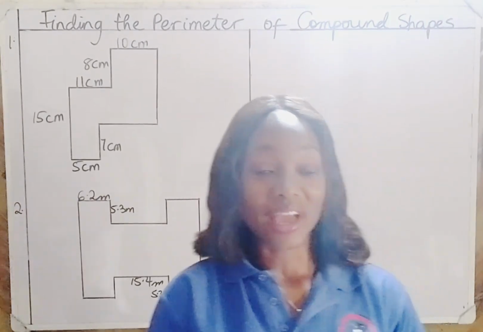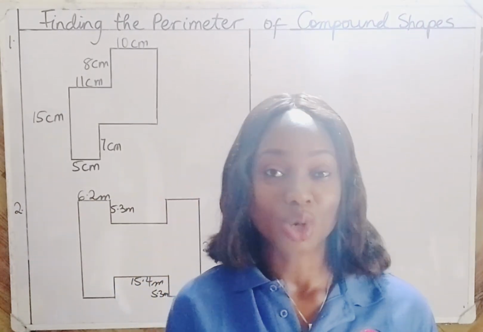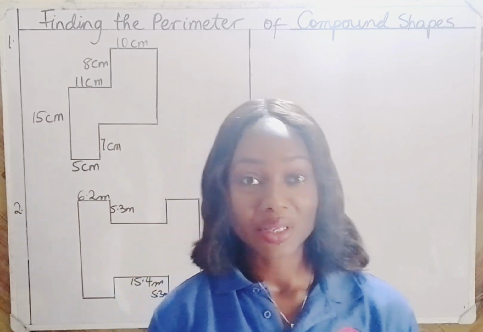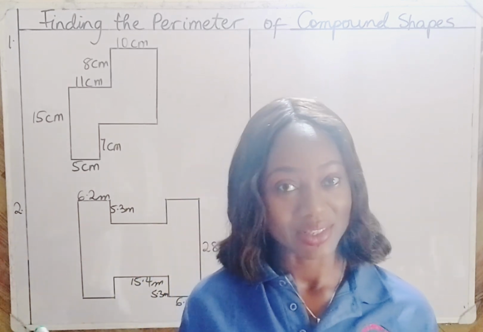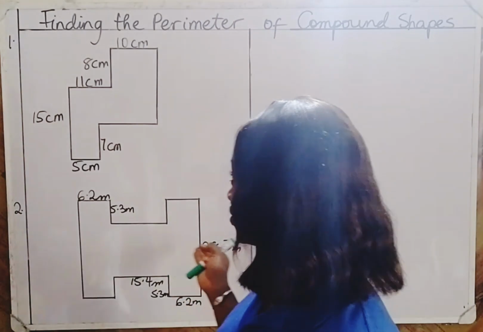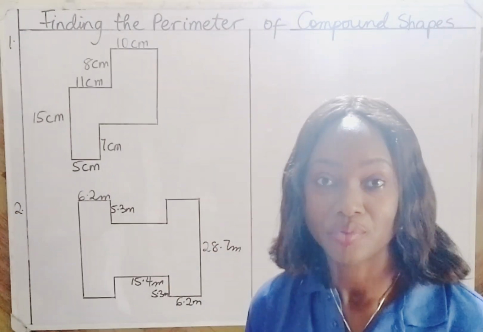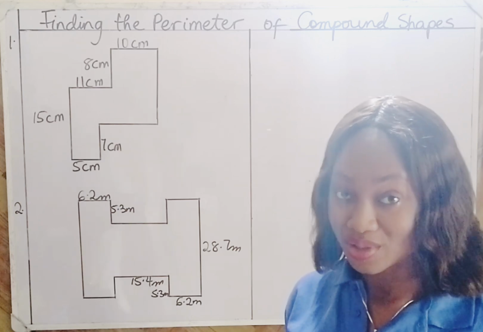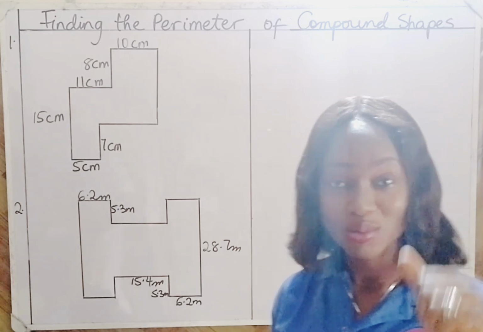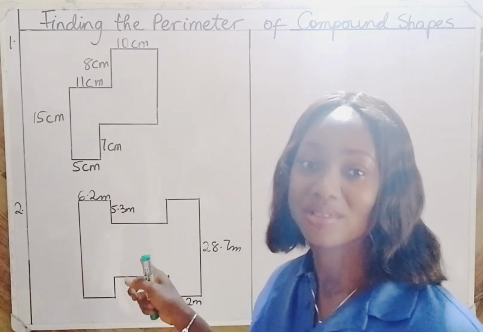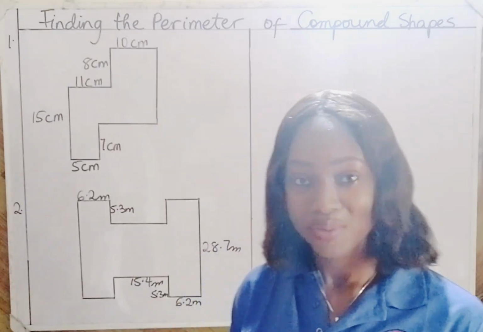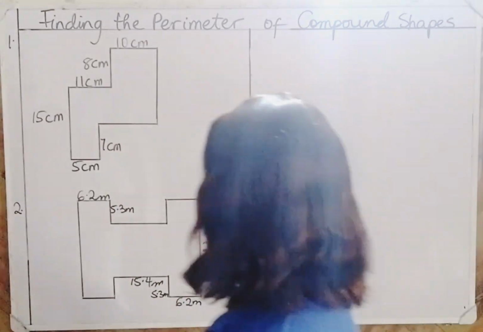Okay, I'm back again with another intriguing topic on perimeter. And this time around, we're going to be finding the perimeter of compound shapes, right? Now, we have two questions on the board that I would like to find the perimeter of this compound shape. Looks confusing, right? Don't worry, I'm going to hold you by the hand and walk you through the steps on how to find the perimeter of this compound shape. Let's get right into it.